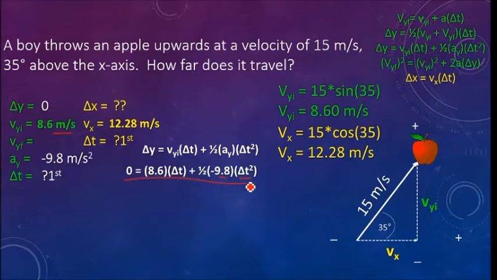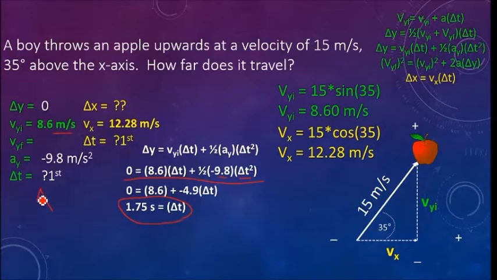Now, if you look at this, all right, time can be divided out. Time could be 0. So I divide it across. That means a legal position for the apple is to be on the ground at time equals 0. Duh, because that's when I threw it. So I divide out the time and solve this for t, and I get this little equation here, divided by t there, and I get my net time in the air according to the y calculations, the up and down calculations. I see that it's in the air for 1.75 seconds.